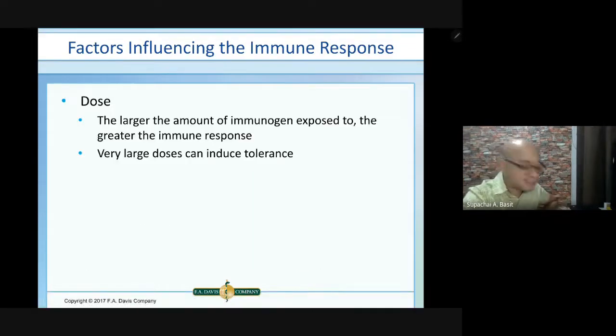We also have the dose. This is our fifth factor. So the larger the amount of immunogen is exposed to, the greater the immune response. Okay. So very large doses can induce tolerance. So we do not want overdosing, because if there's an overdosing, then there is an immunologic tolerance.